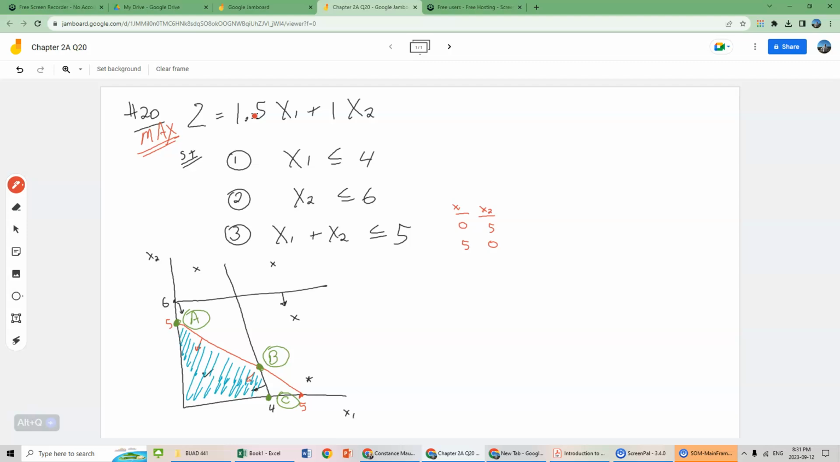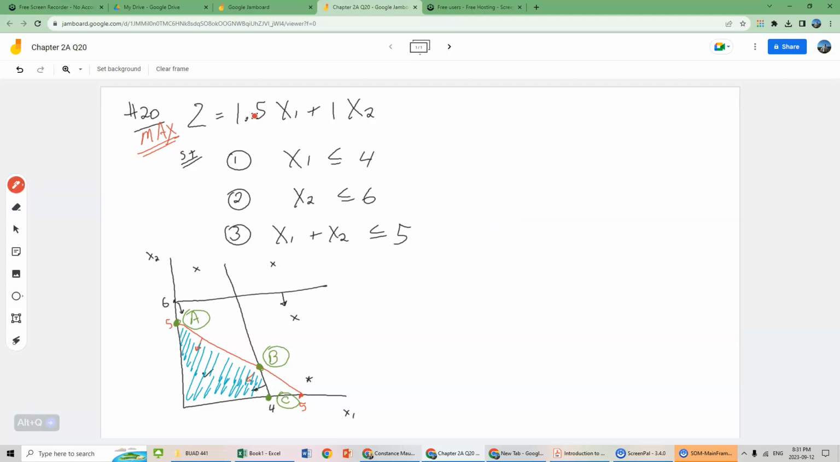There's 3 points here, A, B, and C. It does not look like constraint 2 is needed because it's not defining the boundary of the blue shaded region. It's not helping to reduce it. So let's look at these 4 points here. I'm just going to erase this so I can have a little bit more room.